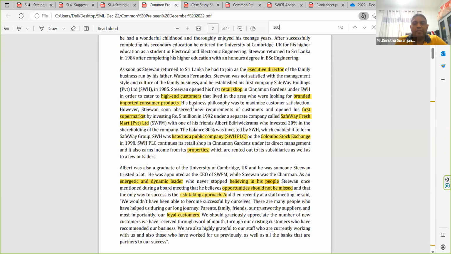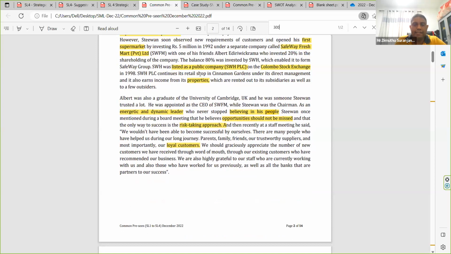Now there is some information here actually. His business philosophy was to maximize customer satisfaction. Right? That is his philosophy. He was appointed as CEO of the SW while Stephen was the chairman. As an energetic and dynamic person who never stopped believing in people, Stephen once mentioned during a board meeting that he believed opportunity should not be missed, and that the only way to success is the risk-taking approach.